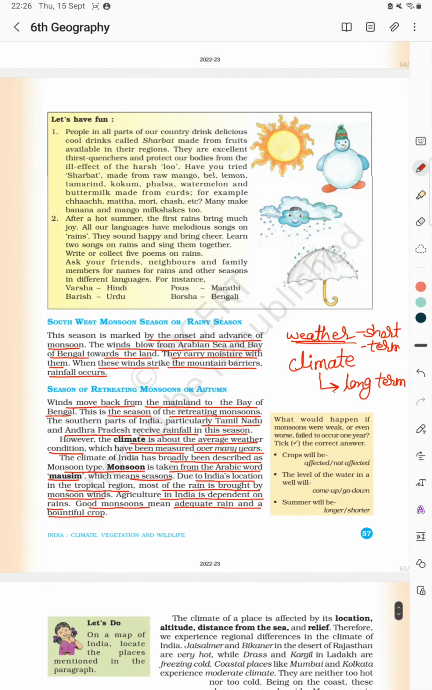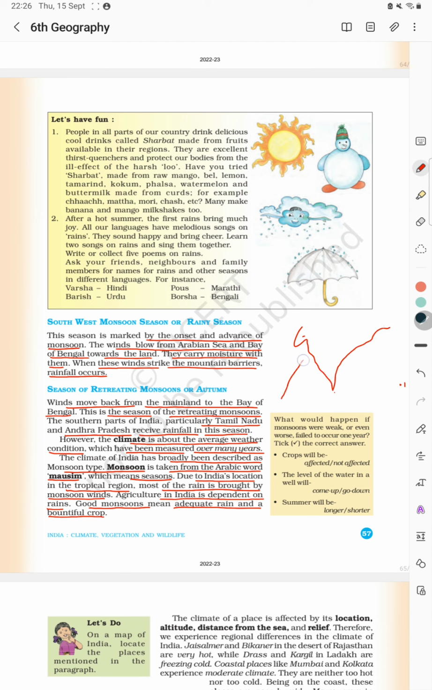Now, in the southwest monsoon season, what happens, let me explain briefly. So in case of southwest monsoon, this is peninsular India. Wind blows like this in these directions, up to a certain range. Then in the season, wind blows from the ocean to the land surface. In case of the season of retreating monsoon, the reverse happens. Wind blows like this.